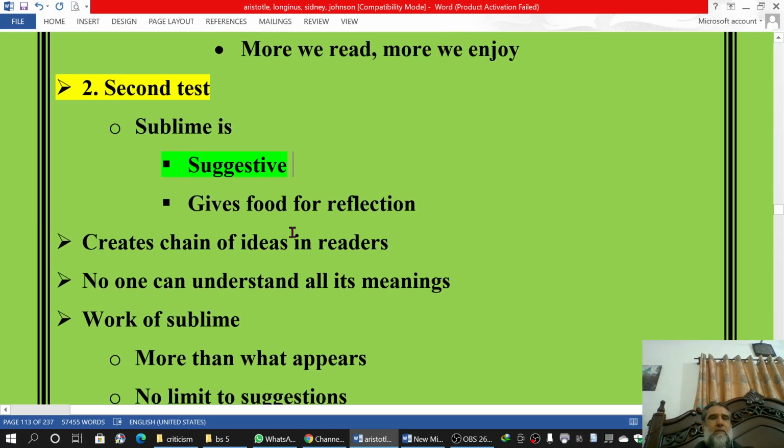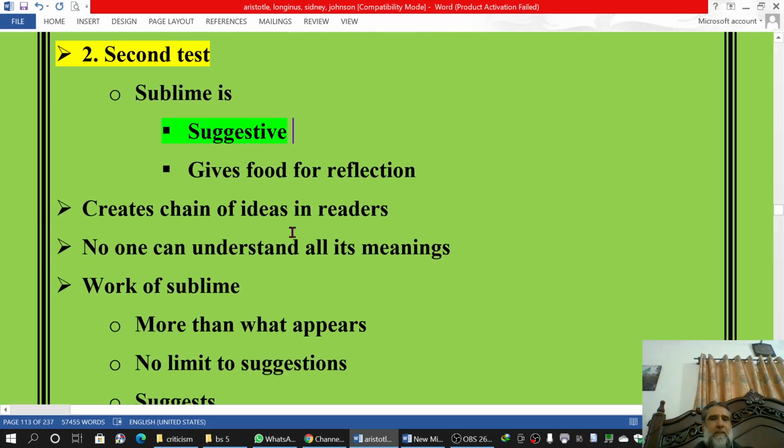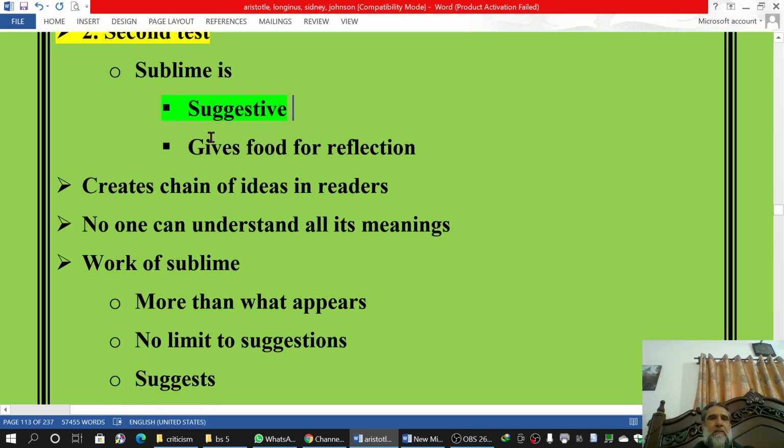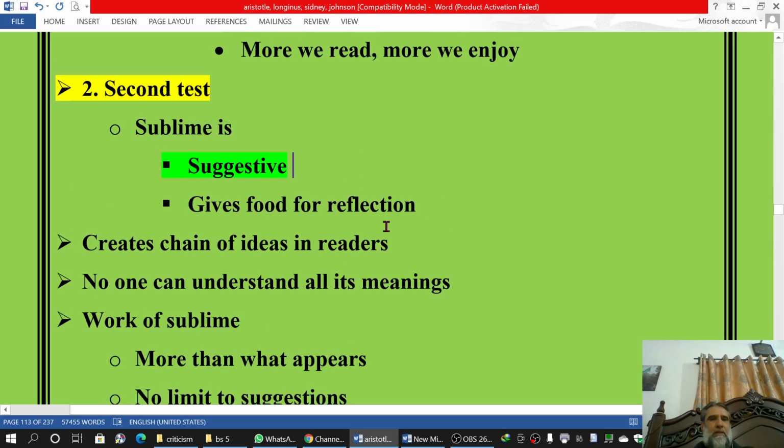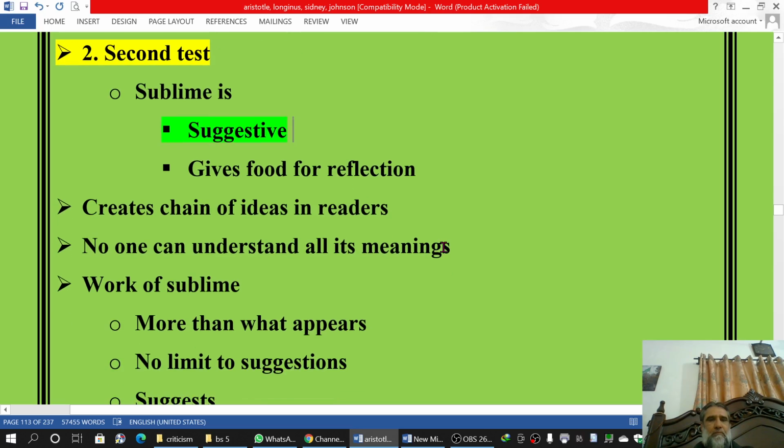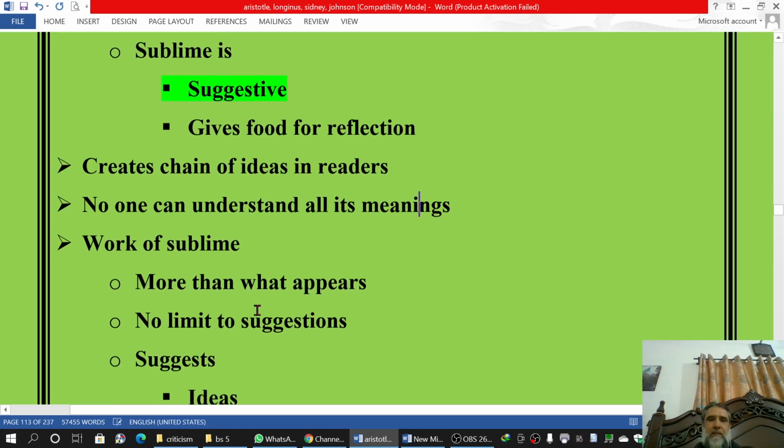So everybody gets his own meaning from such a poem which has suggestiveness in it and which has sublimity as a result of suggestiveness. When you read a suggestive poem or suggestive poetry, different other ideas are created in your mind, and a chain of ideas is created in the reader's mind. Therefore, suggestive poetry is food for thought, food for reflection, and it gives you as many meanings as many readers we have. The final meaning cannot be understood by anyone, but everybody has to get his own meaning from the work.